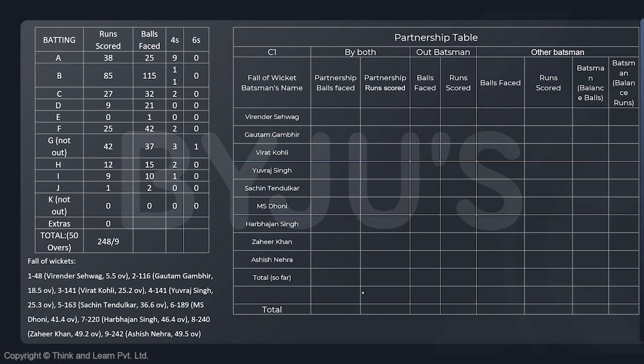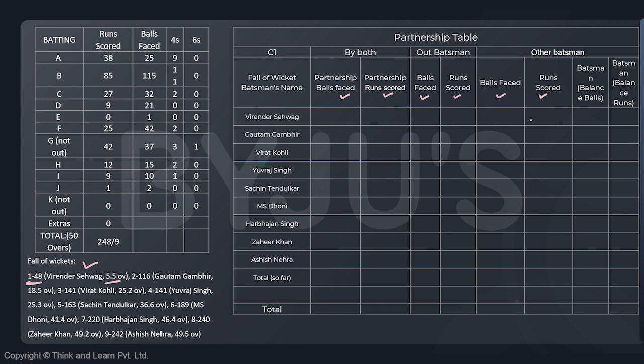I made this table according to fall of wickets, that Virendra Sehwag is the first player to get out, then Gautam Gambhir, Virat Kohli, and so on. Now, in every partnership, for example, the first partnership was of 48 runs in 5.5 overs. In that partnership, what is the number of balls faced? What is the number of runs scored by them? Then the batsman who got out, that is Virendra Sehwag: how many balls were faced by him, and how many runs were scored by him? The other batsman: how many balls were faced, and how many runs were scored by him?